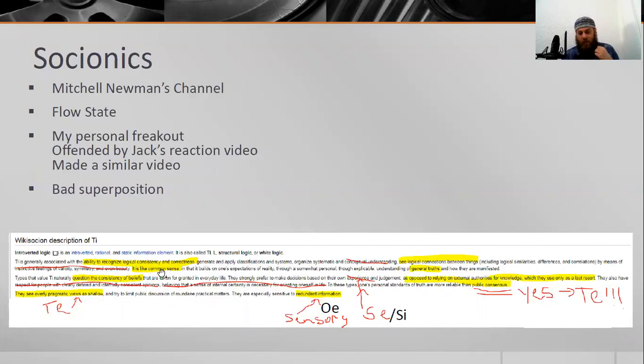And also, I don't recognize it as an ability. I recognize TI as something else that if I'm doing it enough, I will get that ability, right? And that's the difference. Here I have organized systematic and conceptual understanding. Yeah, I organize conceptual understanding, but not everyone does. So I have an issue with this. This is not what TI is in its essence. See logical connections between things. Sure, we see logical connections.